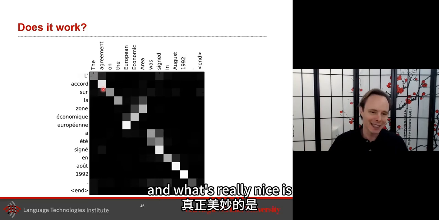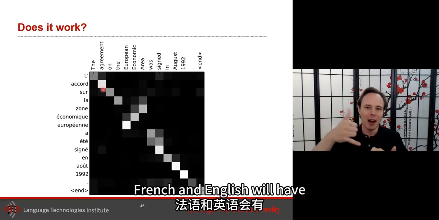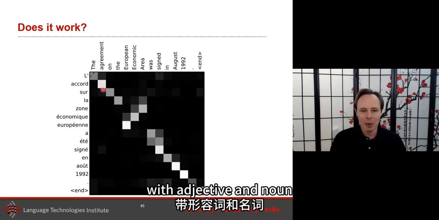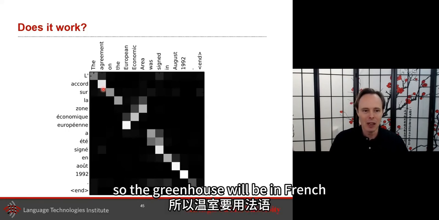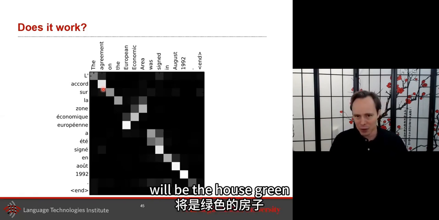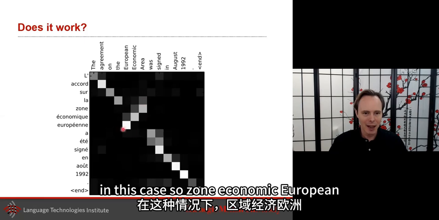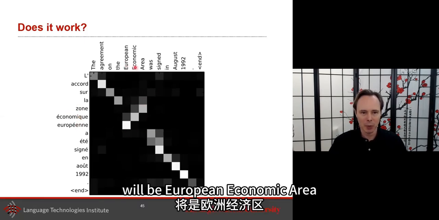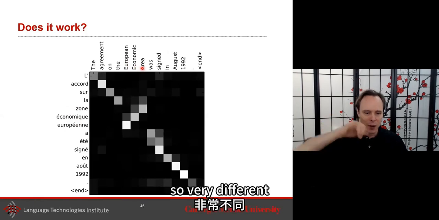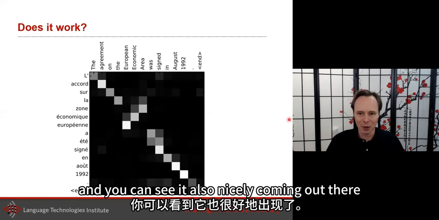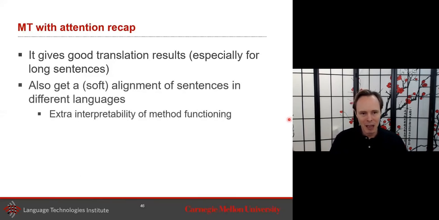And what's really nice is that French and English will often have a different ordering of adjectives and nouns. So the greenhouse will be, in French, the house green. And you can see it very clearly in this case. So zone economic European will be European Economic Area. So very different, and you can see it also nicely coming out there.